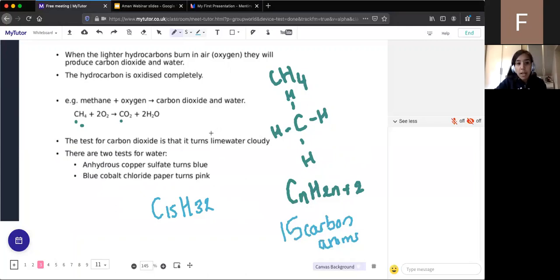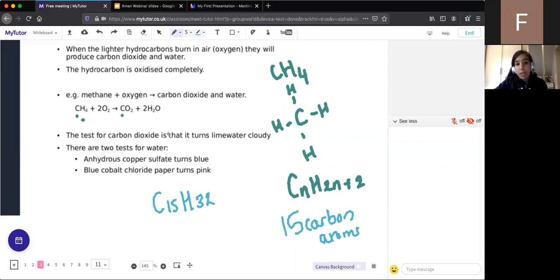Excellent. So back to combustion then and complete combustion. The shorter hydrocarbons will tend to do complete combustion. There'll be lots of oxygen there. They will completely be oxidized to produce carbon dioxide and water. And in this case, when we talk about oxidation, it is actually just the addition of oxygen. So the methane is being added to oxygen to produce carbon dioxide and water.